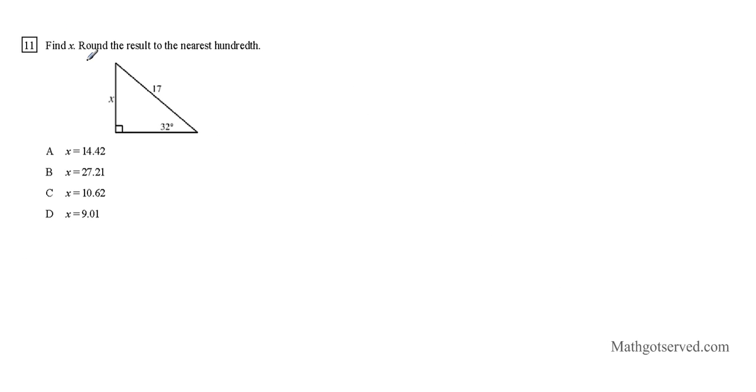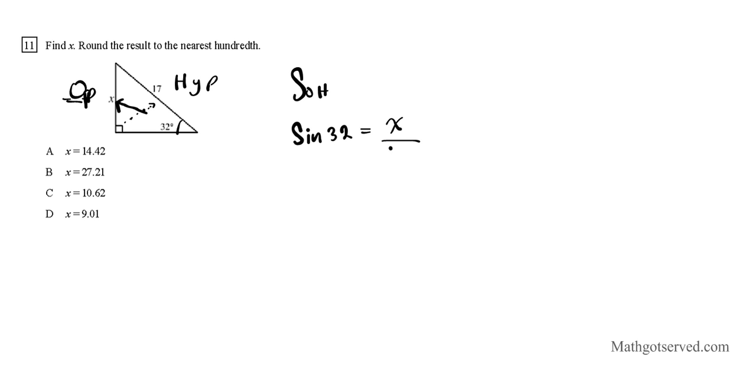All right, so moving along, it says find x. This is a right triangle trig problem. This is my reference angle, so this side right here is going to be my opposite. And this is my hypotenuse because it's opposite my 90-degree angle. Which trig ratio are we using? We're going to use sine. So sine 32 is equal to opposite over hypotenuse.